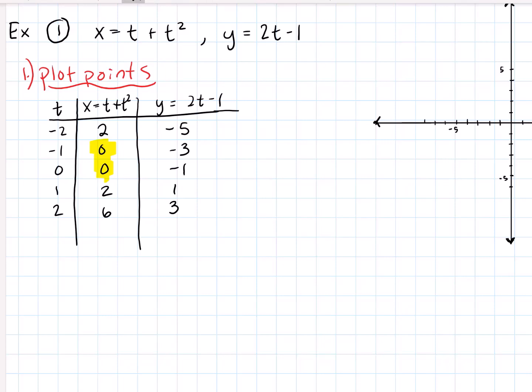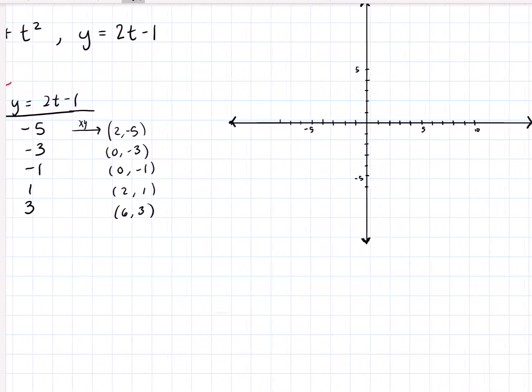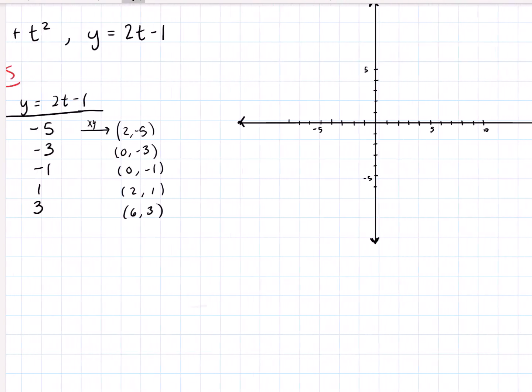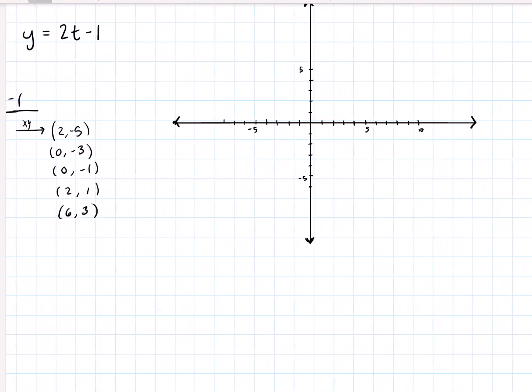So now I can take each of these and plot them in the xy plane as ordered pairs. So 2, -5, 0, -3, 0, -1, 2, 1, and 6, 3. So let's go ahead and get those plotted. I'm going to pause the video and just get all those plotted and come back.